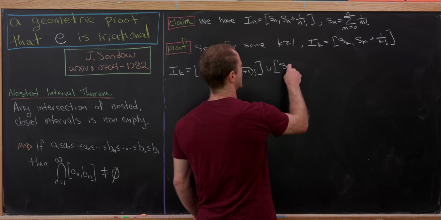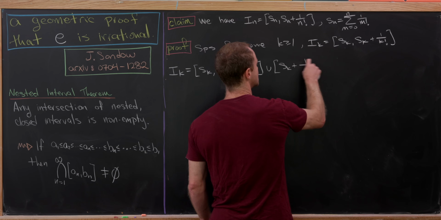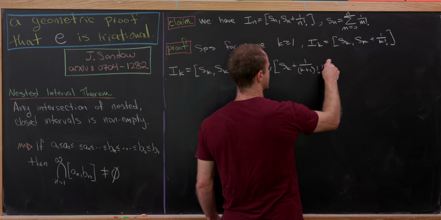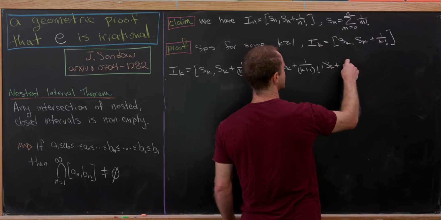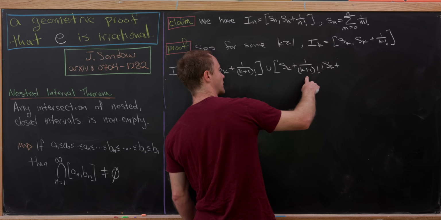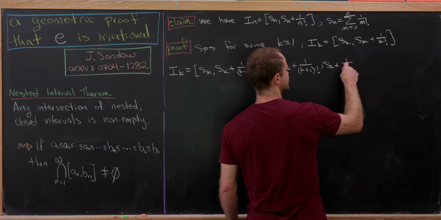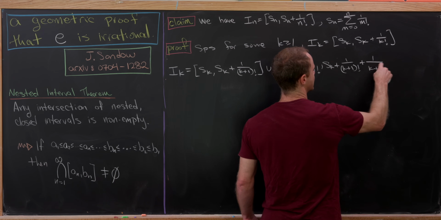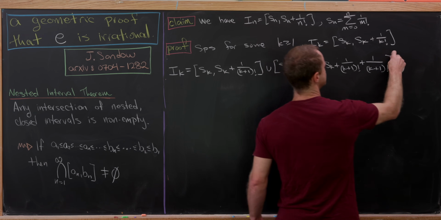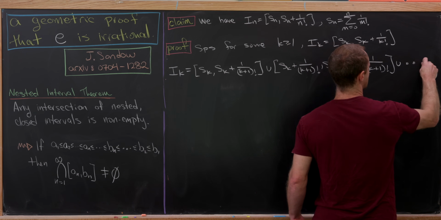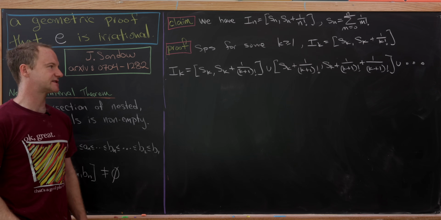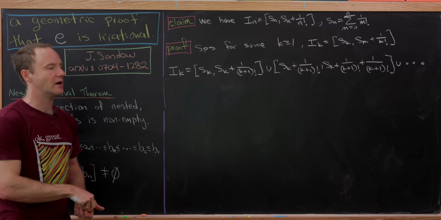And then the second will be S sub k plus 1 over k plus 1 factorial. That's the left-hand endpoint, and then S sub k plus, well, it's really 2 over k plus 1 factorial, but I'm going to write this as 1 over k plus 1 factorial plus another 1 over k plus 1 factorial, and then union dot dot dot. We don't really need the rest of them because the second subinterval will be the one that we need.